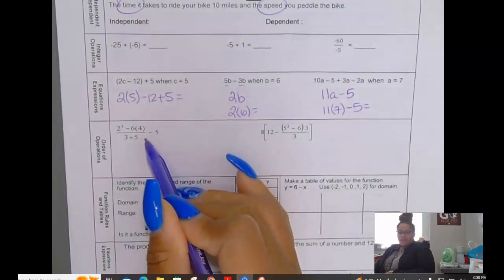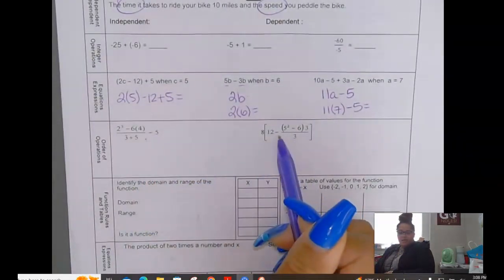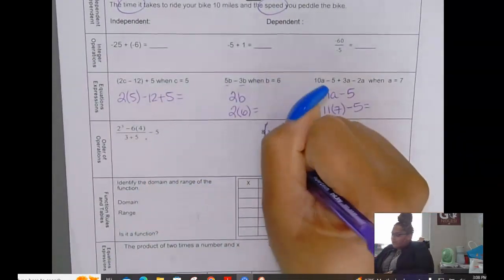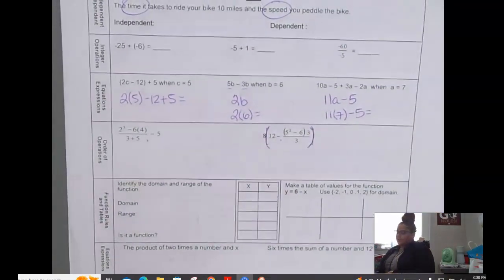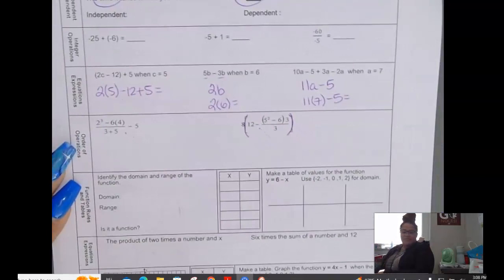Here, calculator, Desmos, calculator, Desmos. Use regular parentheses here. That'll help the confusion with the brackets. Okay, I'm going to continue the rest on my next video.